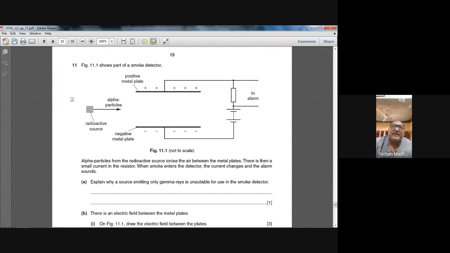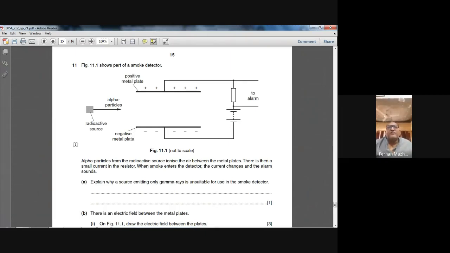They have a positive plate, they have a negative plate, and they have a source which emits alpha particles. So alpha particles are coming here, but when there is smoke, the smoke will be ionized, and then the path of the electricity will be completed, and this alarm will be set off, and it will start the alarm. So you don't have to go into this detail. The question is very simple.